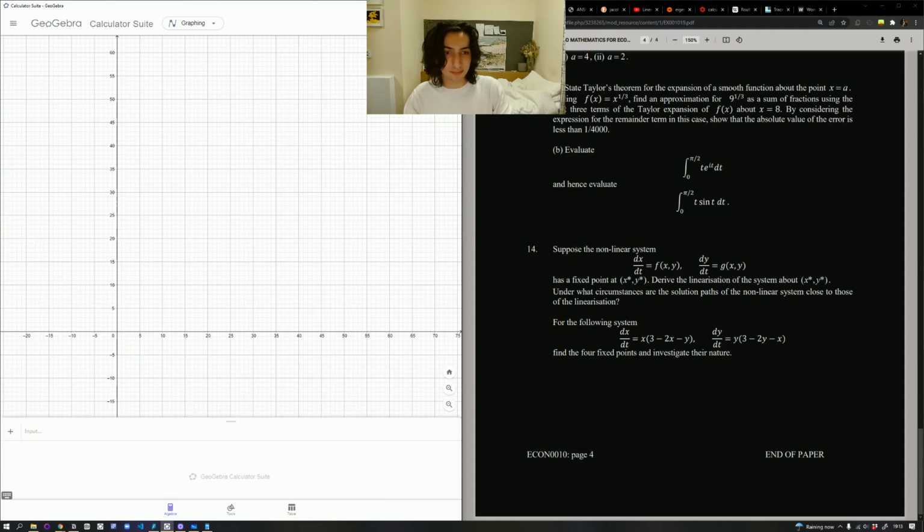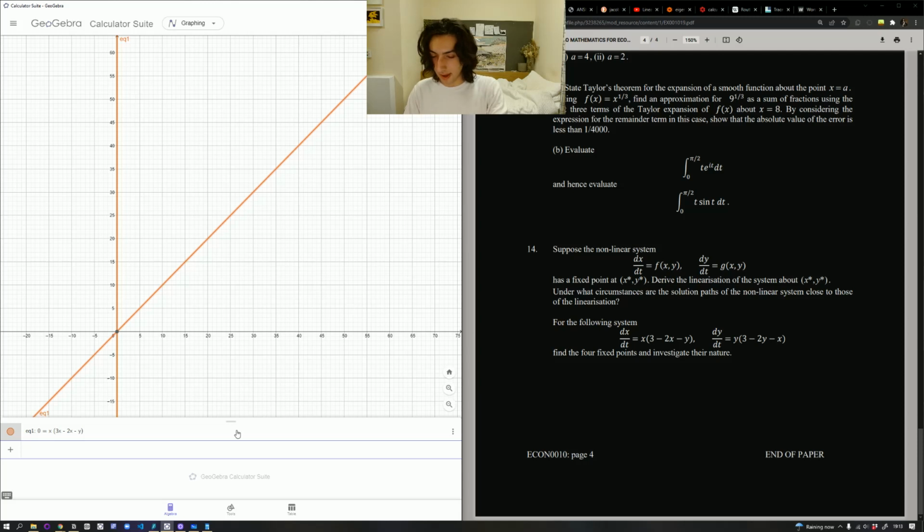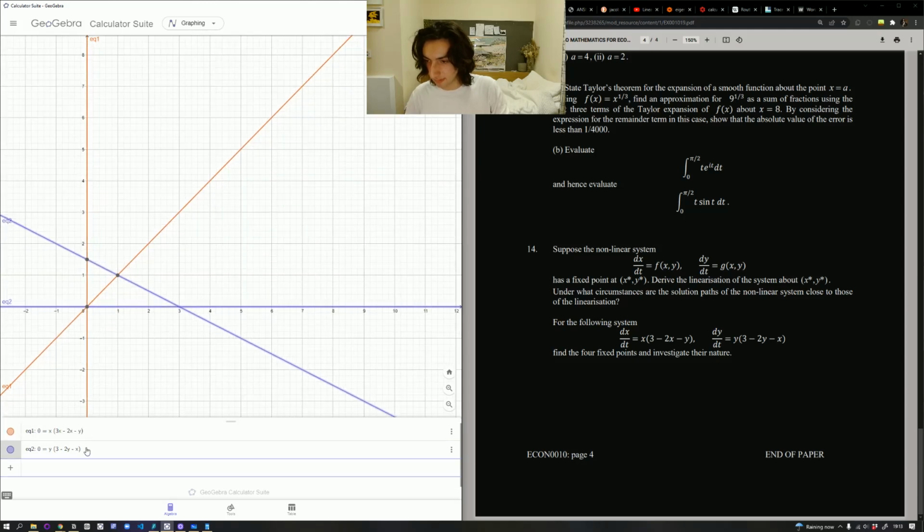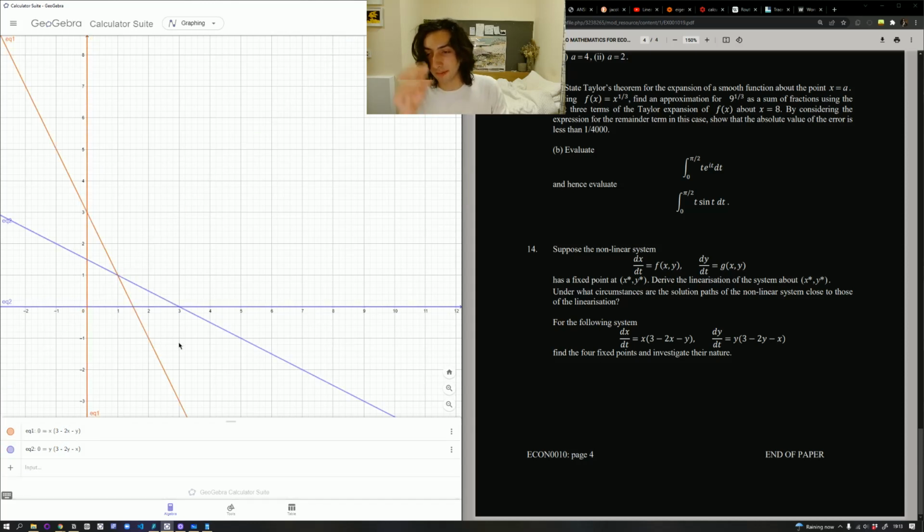Screw me, I guess. Hold on, let me do this again. Oh, the thing's right there. So it's going to be 0 is equal to x(3 - 2x - y). So that's the first one. And then 0 is also equal to y(3 - 2y - x). And there we go. So if we zoom in, we can see that I've done something wrong. Oh, there is no x there. Pardon me. There we go.